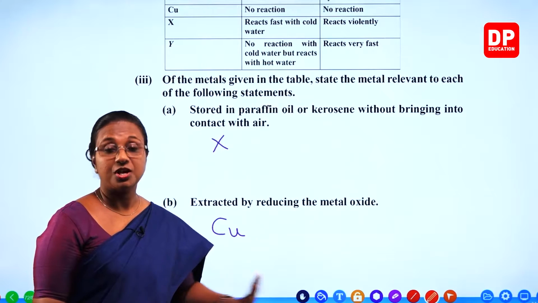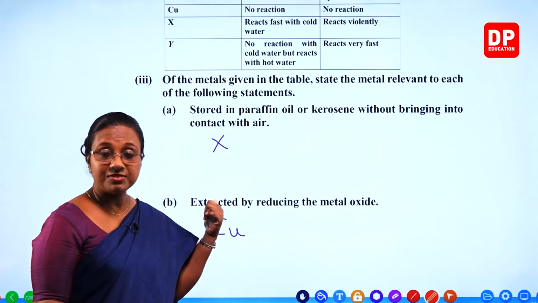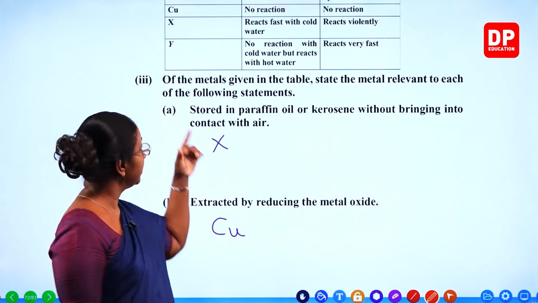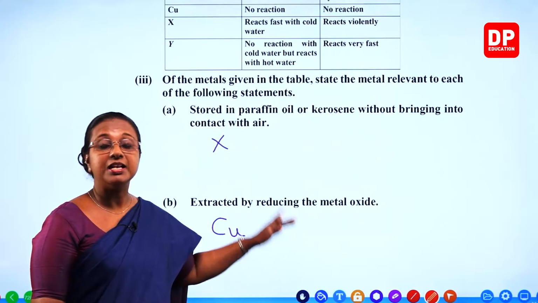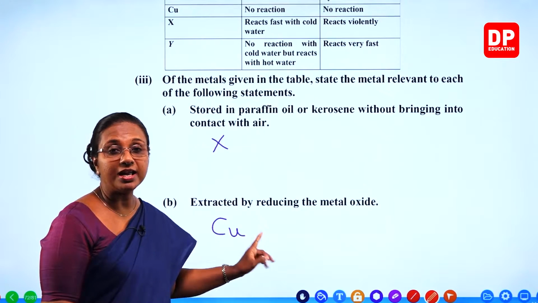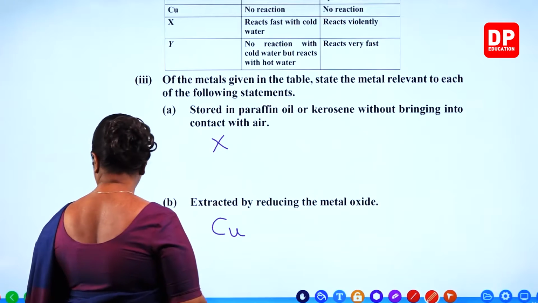Is that clear, students? You don't write anything that is not given here. They have said to answer the questions using the given metals. So don't write iron here. Iron is not given. You have to write copper. Is that clear? So with that, I'll move on to the next part.